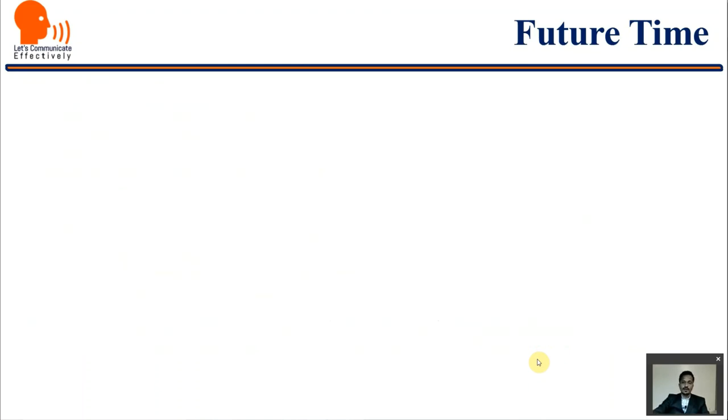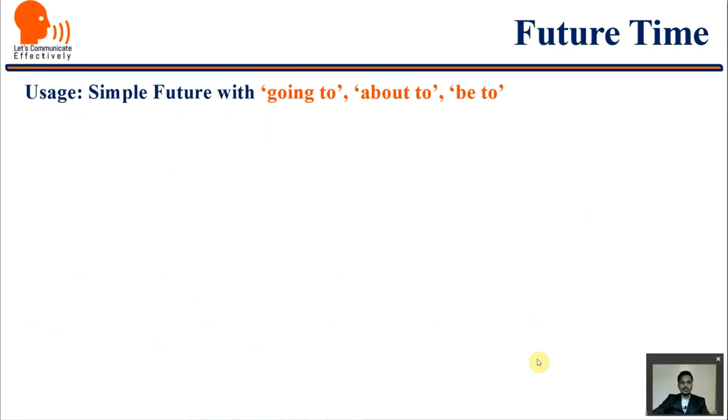Let's move ahead. Simple future with going to, about to, and be to. Now, this is again very interesting. Simple future is not only expressed with the help of shall and will. We most of the time use these three phrases or phrasal verbs to express simple future: going to, about to, and be to. But there is also a difference. When to use going to, about to, and be to? What is that exactly? Let us see now.